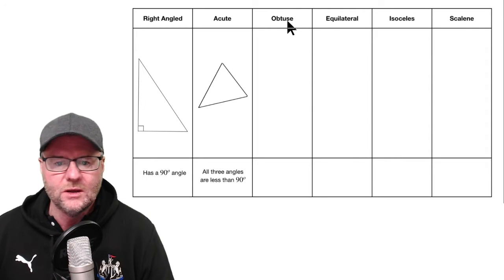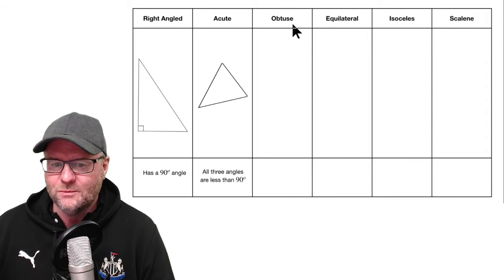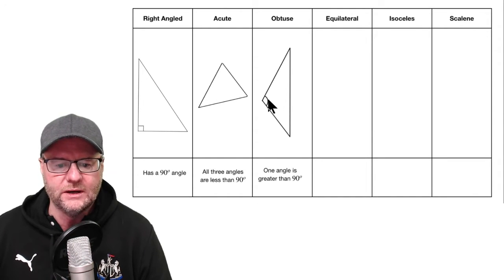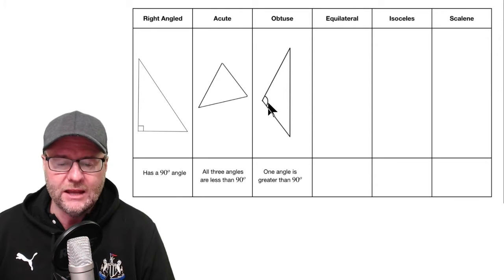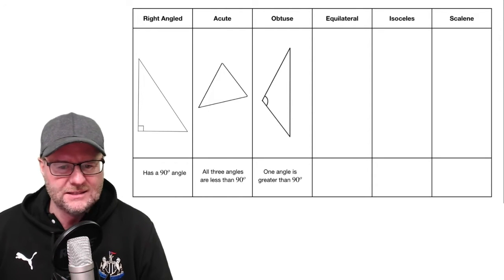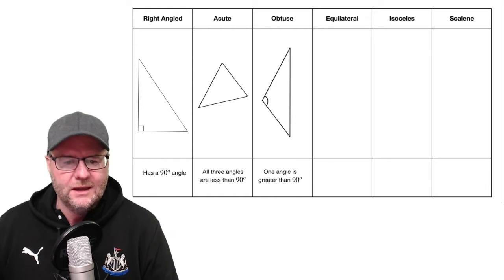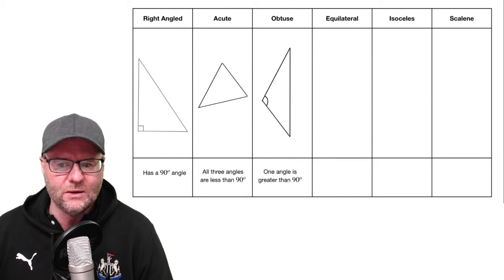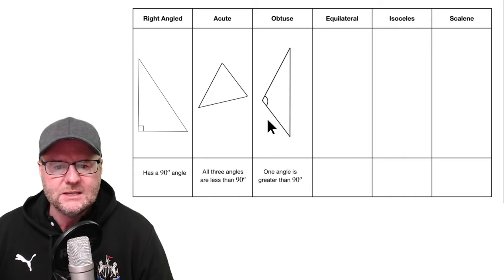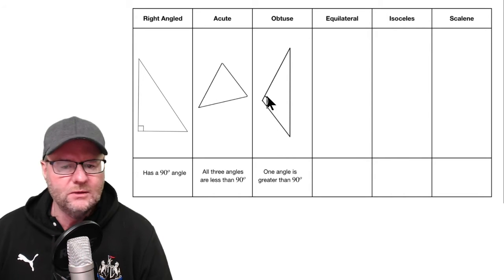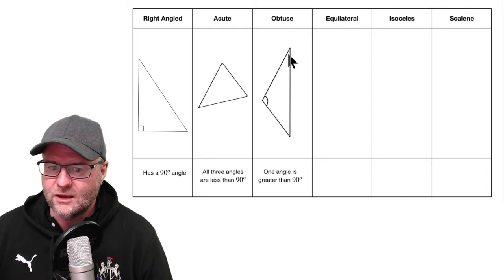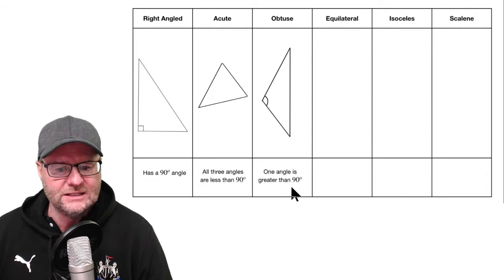What about this one? Obtuse. It's a triangle that has at least one angle that's more than 90 degrees. When I say at least, it can only have one such angle, because it's impossible to have two angles in a triangle that are more than 90 degrees. But we'll get to why that's impossible in another video. So an obtuse triangle has one angle that's more than 90 degrees. That would make the other two acute angles, less than 90 degrees.